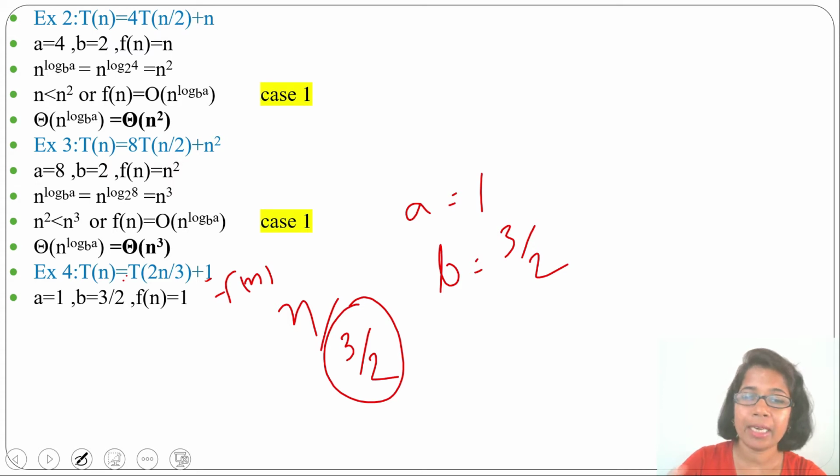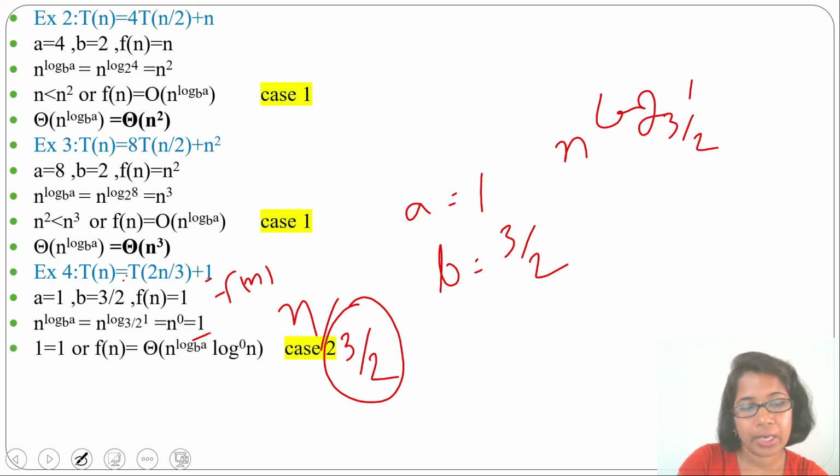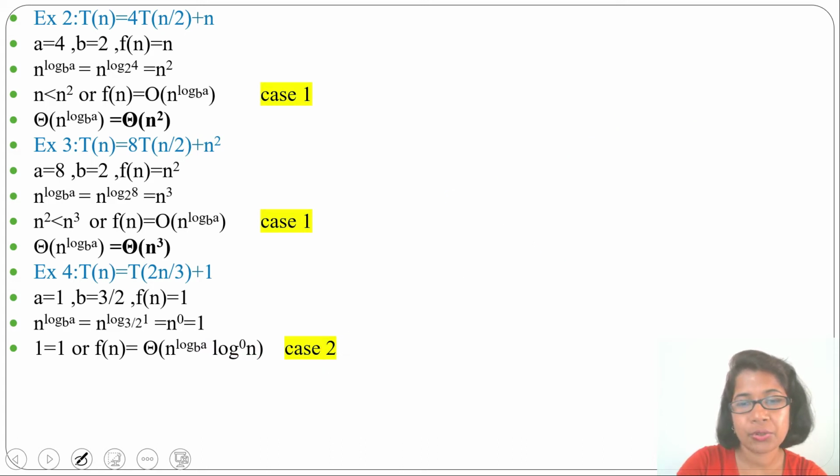Next we need to find n power log a base b. So n power log 1 base 3/2. Any number power 0 equals 1, so it will be n power 0, and we got 1 from it. Next we need to compare 1 with 1. Both are equal. When both are equal, it comes under case 2. We can write f(n) equals theta n power log a base b times log n power 0, and log n power 0 is 1. It comes under case 2 scenario A.